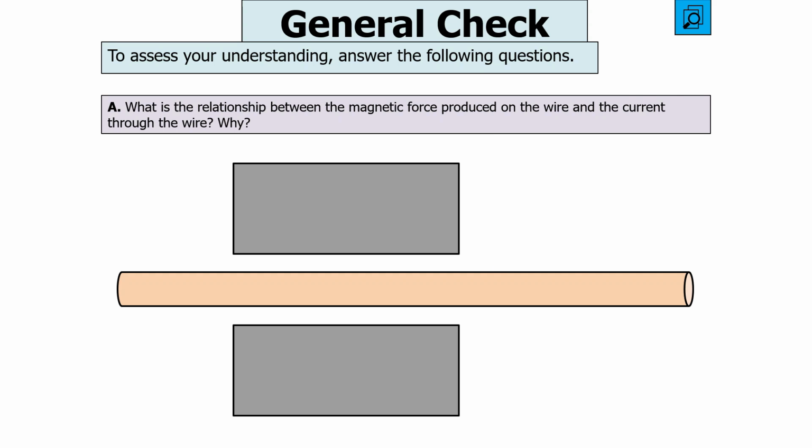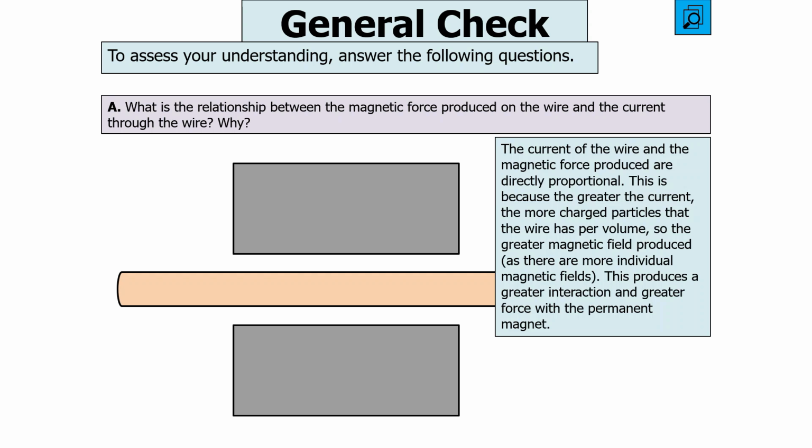What is the relationship between the magnetic force produced on the wire and the current through the wire, and why? The current of the wire and the magnetic force produced are directly proportional. This is because the greater the current, the more charged particles that the wire has per volume, so the greater the magnetic field produced, as there are more individual magnetic fields. This produces a greater interaction and a greater force with the permanent magnet.